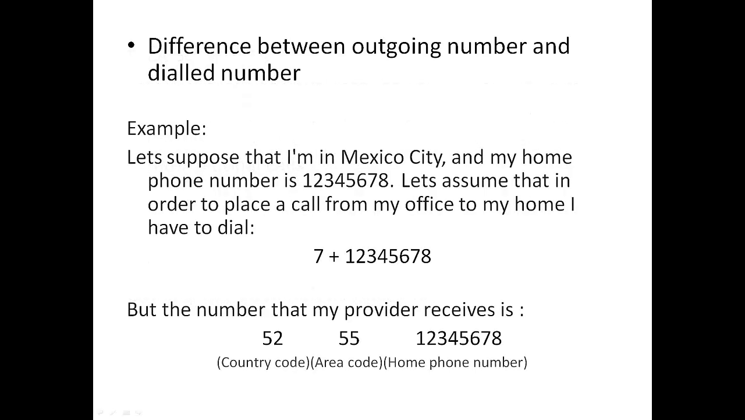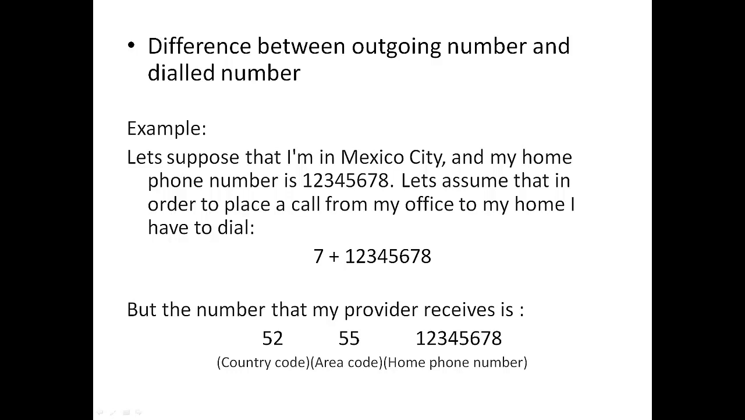Now, we need to differentiate the number that your PBX receives and the outgoing number. Here we have an example. Let's suppose that I'm residing in Mexico City, and I have configured my PBX so that I have to dial 7 followed by the number I want to dial. So if I wanted to call my home from my office, I will have to dial 7 plus the number of my home.